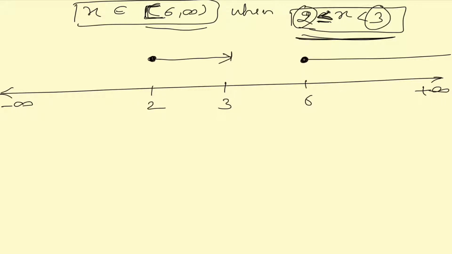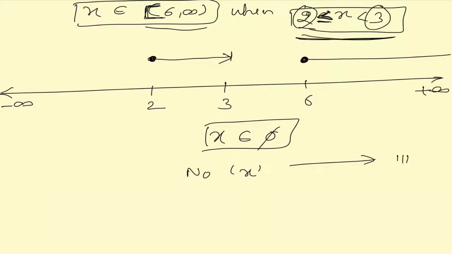So here we can clearly see that there is no common part. So we can say that x belongs to the empty set, no x here, and this is the answer in the third case.